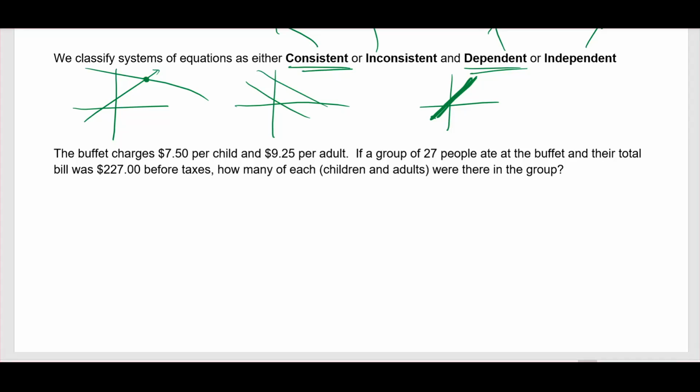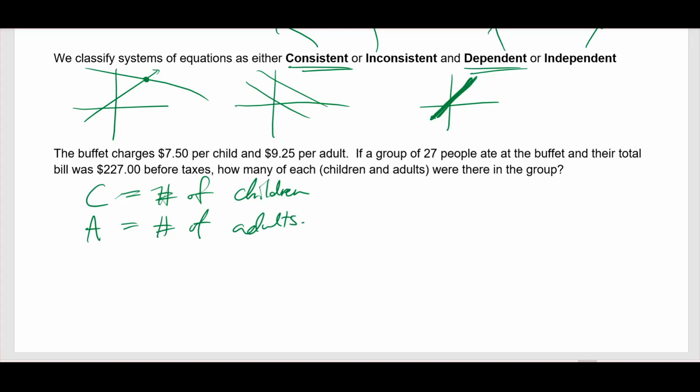Okay, so here we have a buffet. They charge $7.50 for a child and $9.25 for an adult. Got a group of 27 people eating at the buffet. Their total bill was $227. Okay, so how many of each were there in the group? Okay, so yeah, our first step is to identify what's unknown. So we don't know how many children, we don't know how many adults. So maybe let's just say C is the number of children, and let's say A is the number of adults.